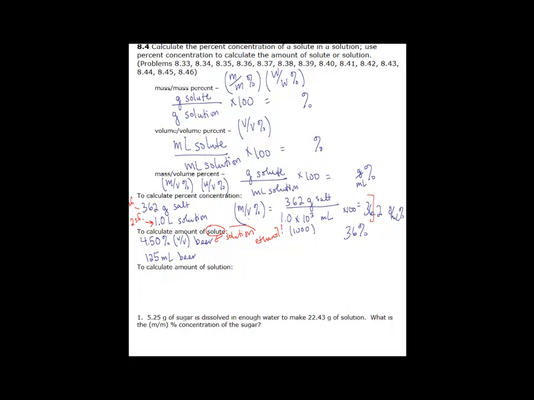So you're going to look at this color. This is your starting quantity. This is your conversion factor. So I'm going to set this up: 125 milliliters of beer over 1.